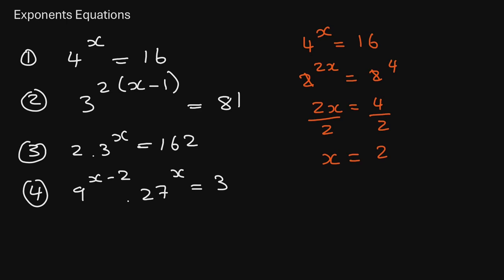So this will be the same thing if, for example, you knew how to make the base of 16 to be 4. So you're just going to say you have 4 to the power of x is equal to 16. So 16 can be written as what? As 4 to the power of 2. So therefore, when you have the same bases, you drop the bases and you equate the exponents. So the answer that you get is going to be the same.